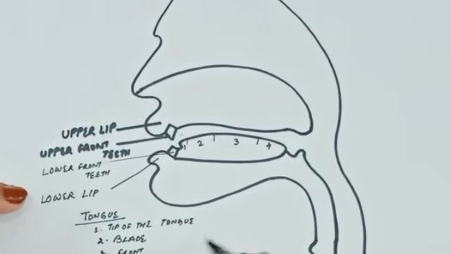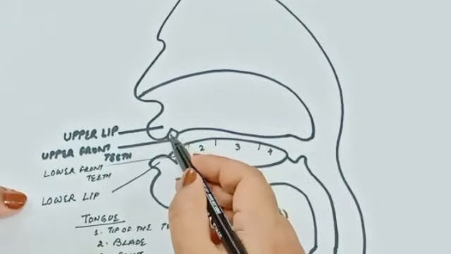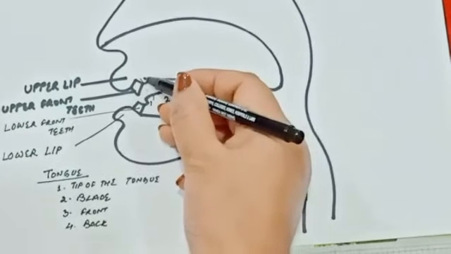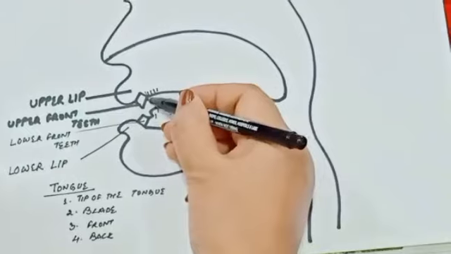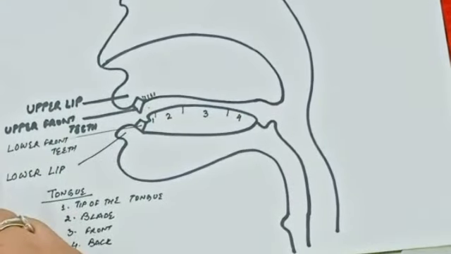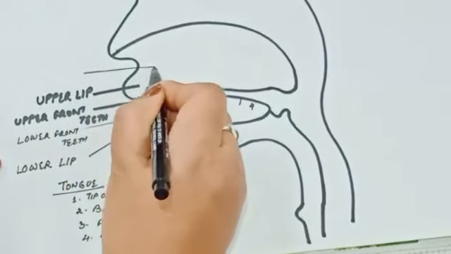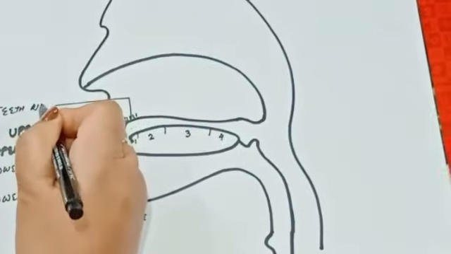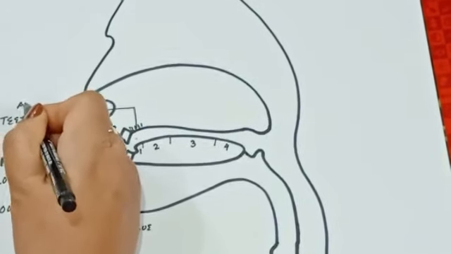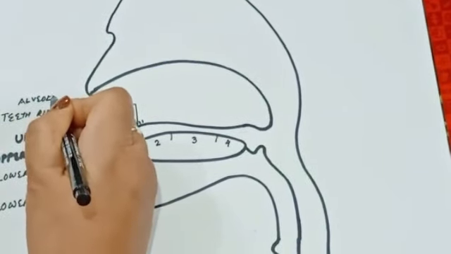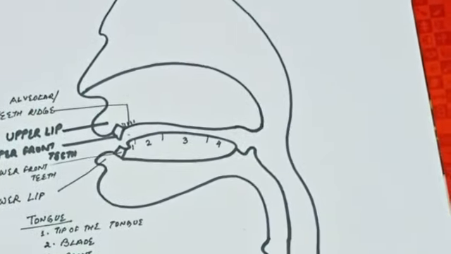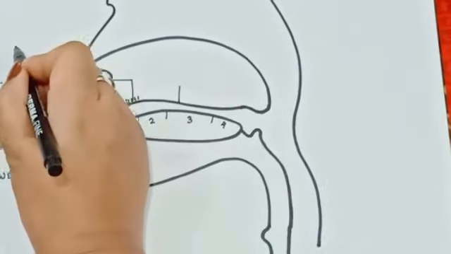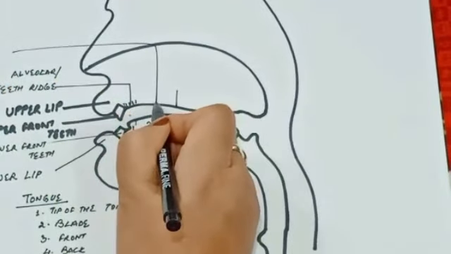Now, apart from that, if you try and feel with your tongue on the back side of the upper front teeth, you'll find some ridges. These ridges are known as the teeth ridge or the alveolar ridge. So either you can call it the teeth ridge or you can call it the alveolar ridge. Apart from that, the next part that you have is known as the hard palate. That is the hard palate.